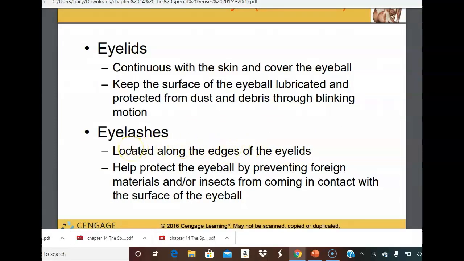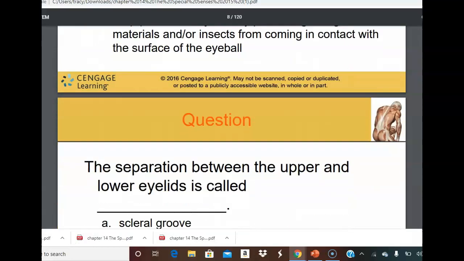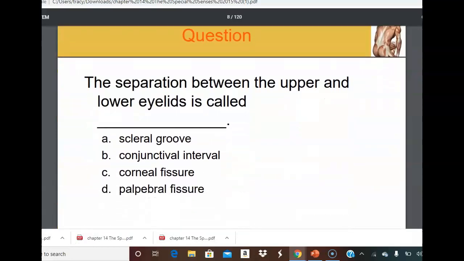Eyelashes are located along both edges. Usually they're a little longer on the upper than the lower, but they prevent foreign materials from getting in, but they can be a source of infection because of the sebaceous gland that's associated with each one of those hairs that are within the eyelid.